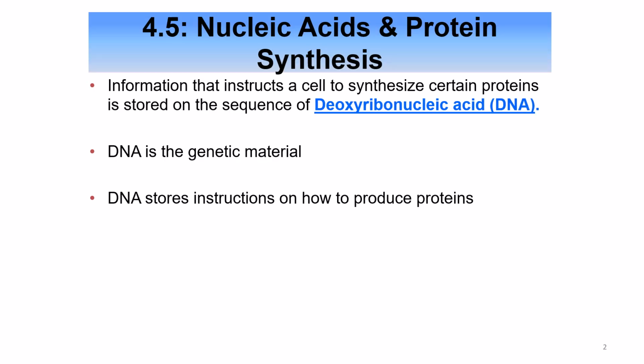Alright, now we'll go into how proteins are made. So first, DNA. DNA is what is being used as the code or the instruction in making different proteins.